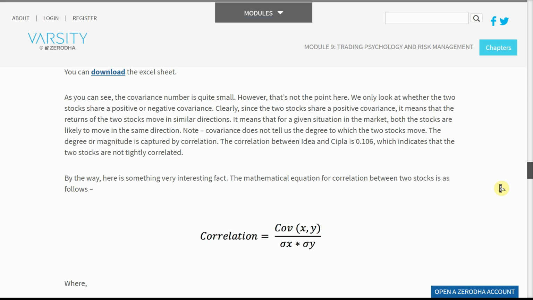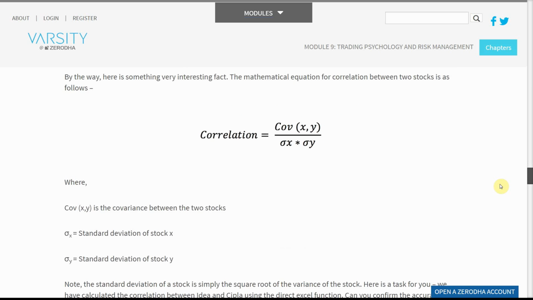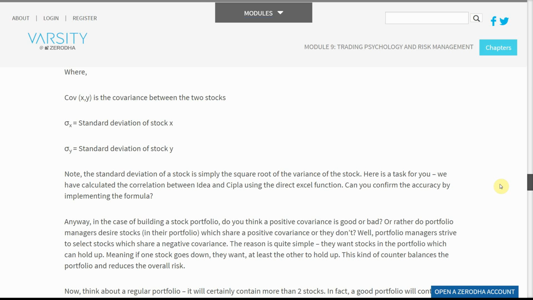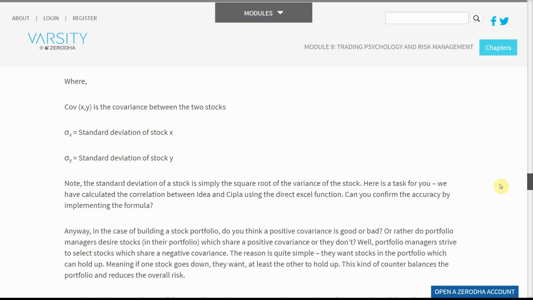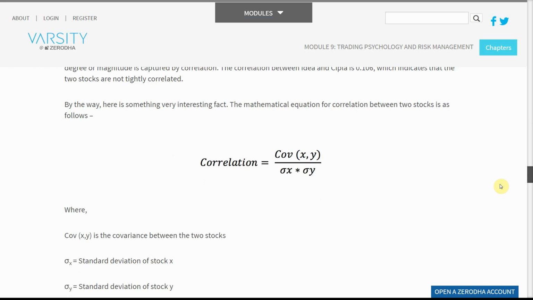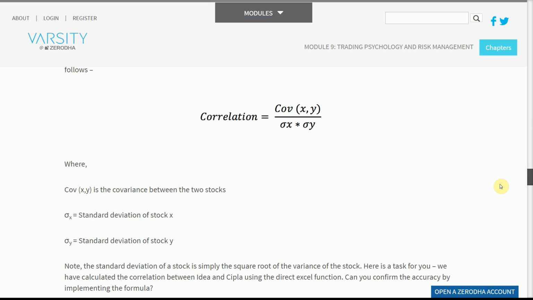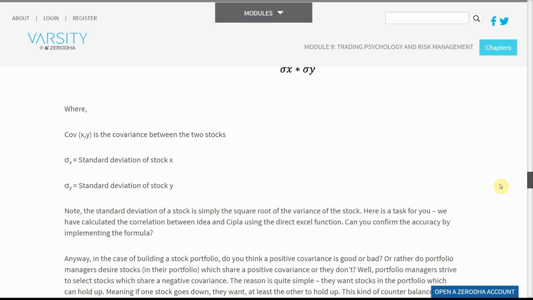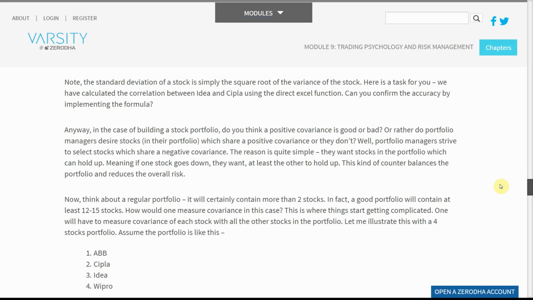The degree or magnitude is captured by correlation. The correlation between Idea and Cipla is 0.106, which indicates that the two stocks are not tightly correlated. By the way, here is a very interesting fact. The mathematical equation for correlation between two stocks is as follows, where COV XY is the covariance between the two stocks, Sigma X equals the standard deviation of stock X, and Sigma Y equals the standard deviation of stock Y. Note: the standard deviation of a stock is simply the square root of the variance of the stock.